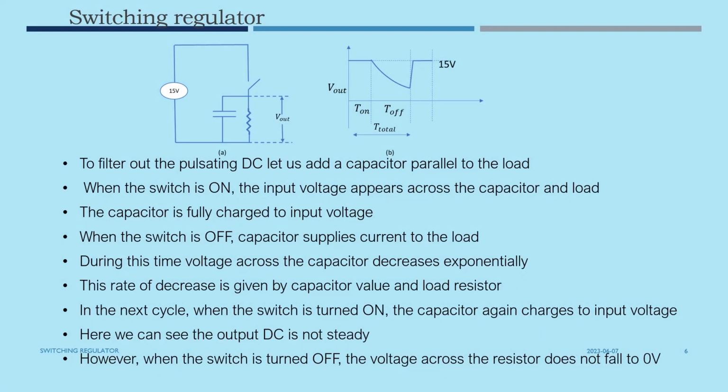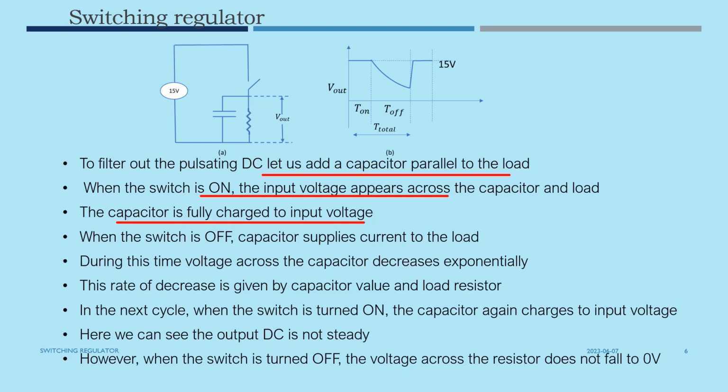Here, the output voltage is pulsating DC. However, we need a steady output. To filter this DC voltage, let us now use a capacitor in parallel to the load. When the switch is on, input voltage appears across the load and the capacitor. The capacitor voltage is now equal to the input voltage.